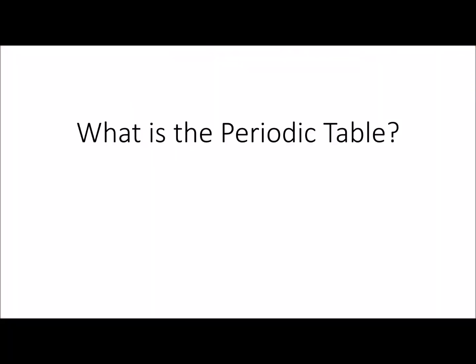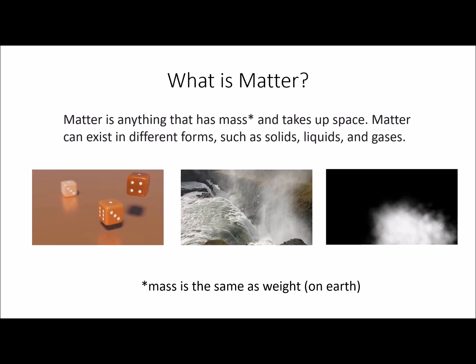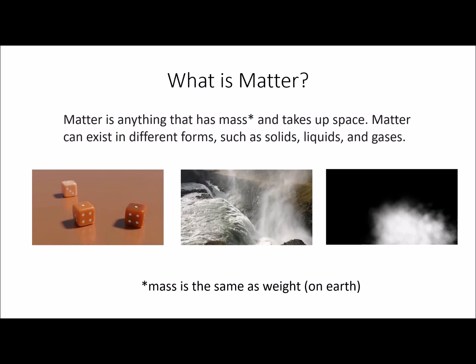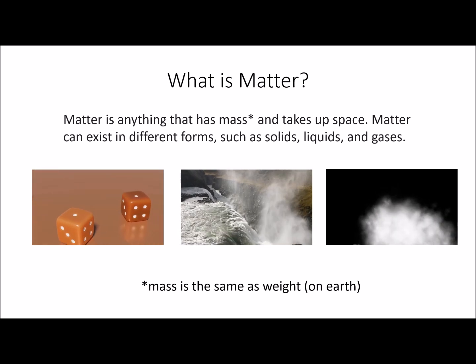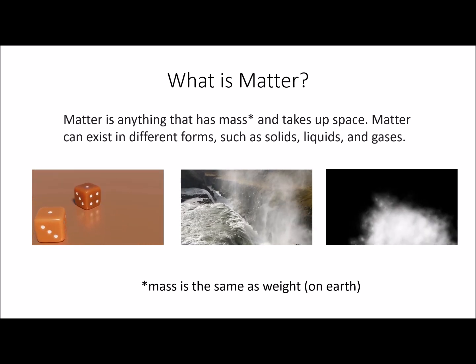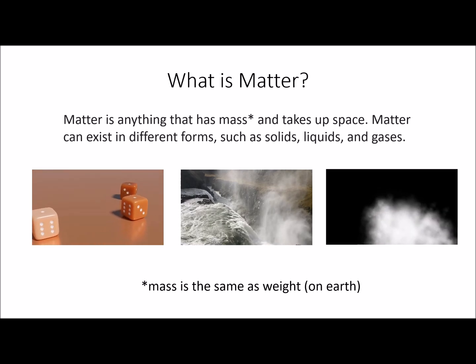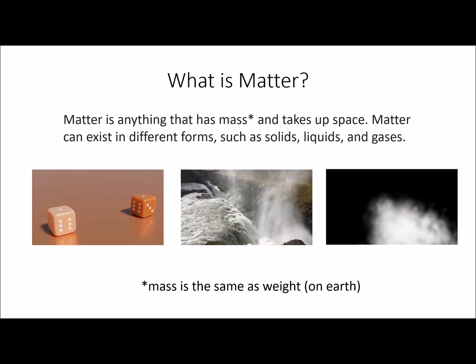Okay, let's get started. So to talk about the periodic table, we really should talk about some of the basics. And one of those basics is matter. So what is matter? Matter is anything that has mass and takes up space. Matter can also exist in different forms, such as solids, liquids, and gases. When we talk about mass, we talk about inertia, so we can discuss mass in other environments such as space. But for our purposes, mass is the same as weight on Earth.